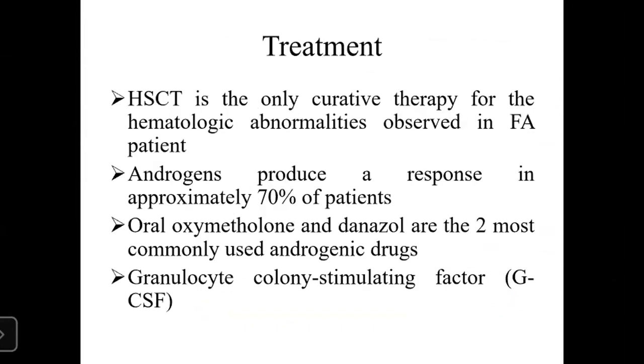For treatment, one is hemopoietic stem cell transplantation, which should be allogeneic and HLA matched. Another is androgens such as oral oxymetholone or danazol, which can be used. Another is granulocyte colony stimulating factor: if there is neutropenia, you can use granulocyte colony stimulating factor. Androgenic drugs such as danazol are available in Nepal. And oxymetholone. Hemopoietic stem cell transplantation can be done in case of Fanconi anemia.